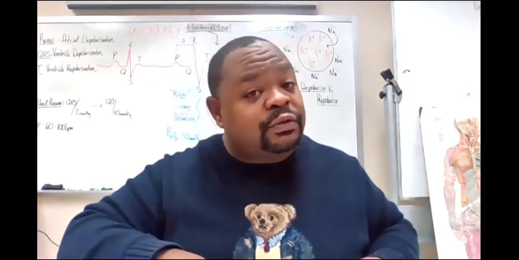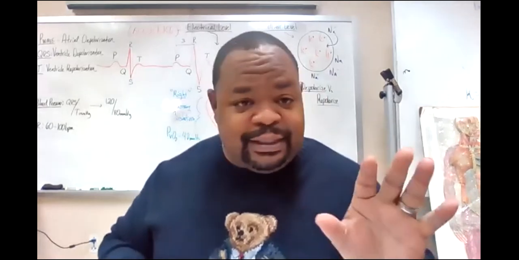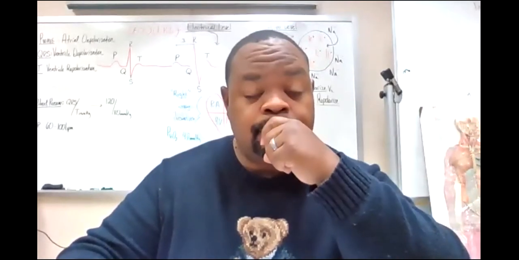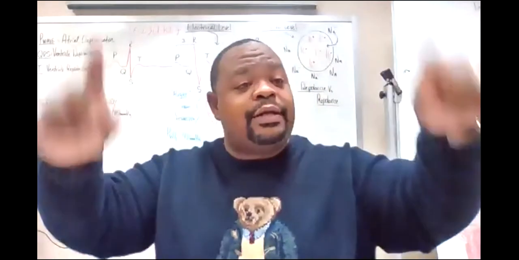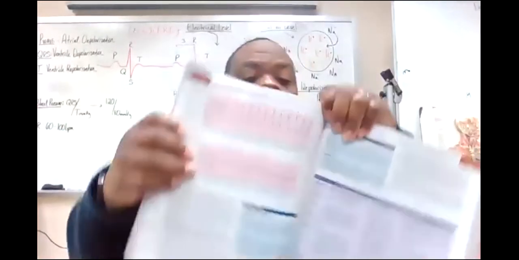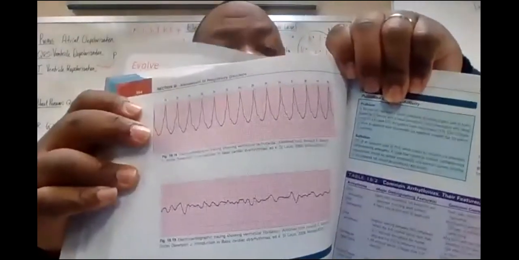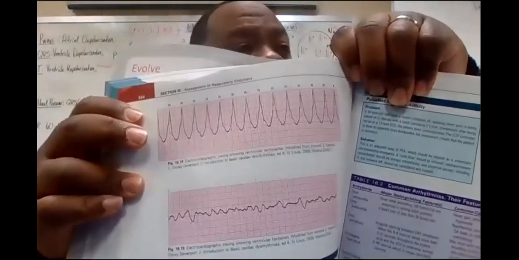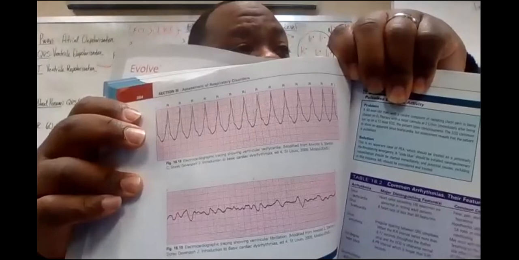Now we get to the 2 most definitely deadly rhythms, VTAC and VFib. Make sure you look at this recording. VTAC and VFib are 2 ventricular arrhythmias that are deadly. VTAC means nothing but QRS, QRS, QRS, QRS. Look at 18-18. This is VTAC. You don't see any P waves at all, right?